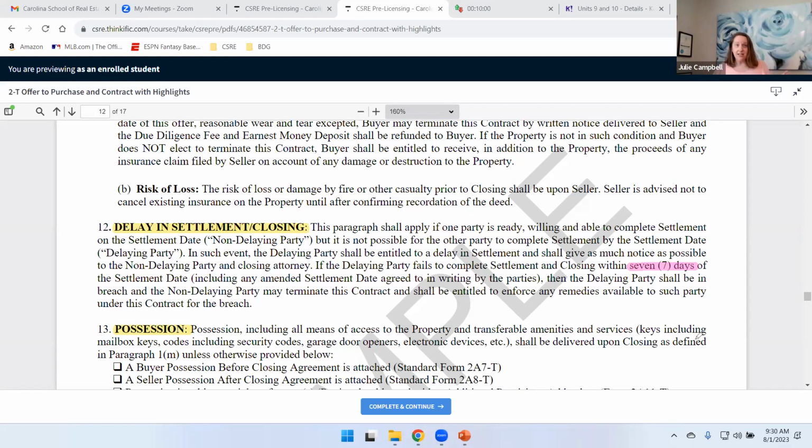On day 8, if we haven't closed, now the seller may terminate. They don't have to, but on day 8, they may terminate. If they choose to, the buyer will suffer the consequences of breach. Delays are that common, you guys, that they've got them built in for us into our offer to purchase and contract. Will you please turn with me to page 292?